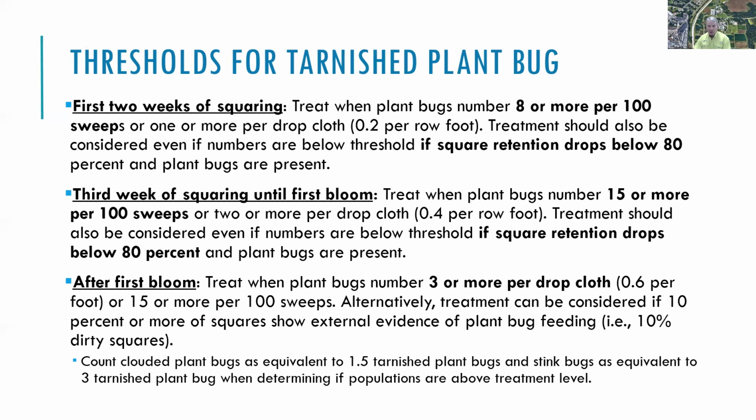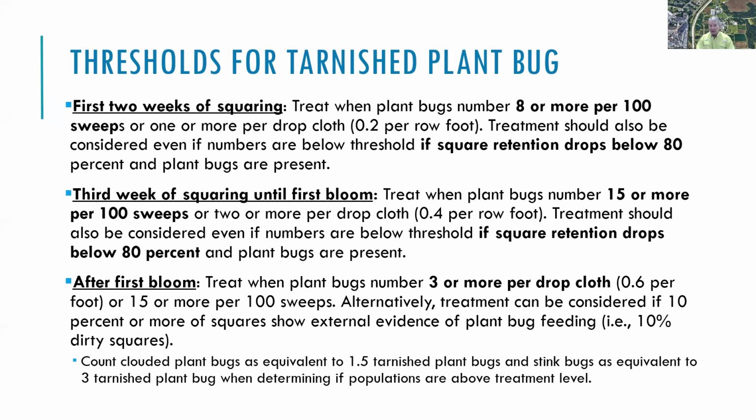Once we get to first bloom, and especially the 2nd week of bloom, we would normally suggest that you switch sampling methods to a drop cloth. The drop cloth works better on immatures, which is the primary culprit and the biggest portion of the population, typically once we get into bloom. And we'd recommend treating when plant bugs number 3 or more on a drop cloth. The black drop cloth is what we prefer. If you'd like to use a sweep net, you can still use that threshold of 15 or more per 100 sweeps.